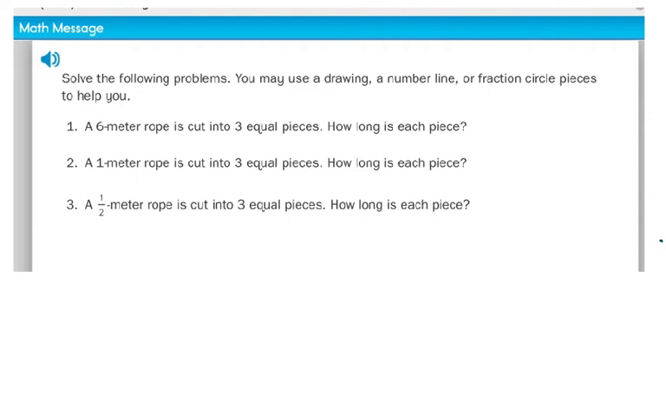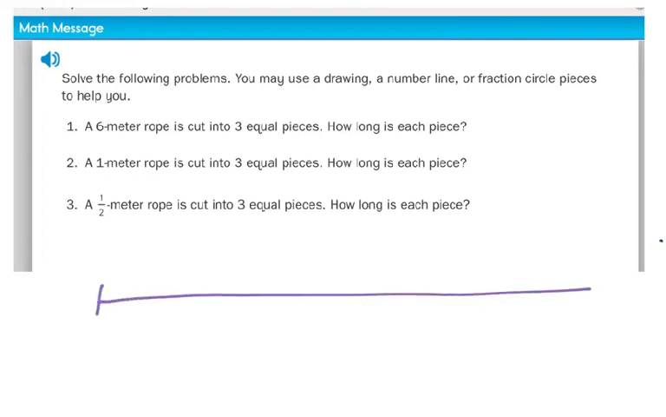All right, still on your whiteboard, solve the following problems. Let's start with number 1. You can use a drawing, a number line, or fraction circle pieces to help you. Let's go ahead and do a drawing. A 6-meter rope is cut into 3 equal pieces. How long is each piece? Would you please draw out a picture? Number 1. Pause the video.